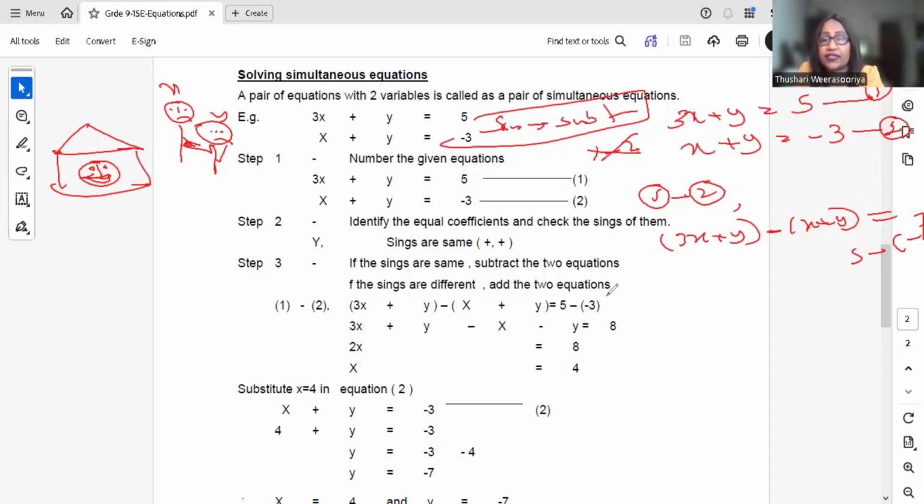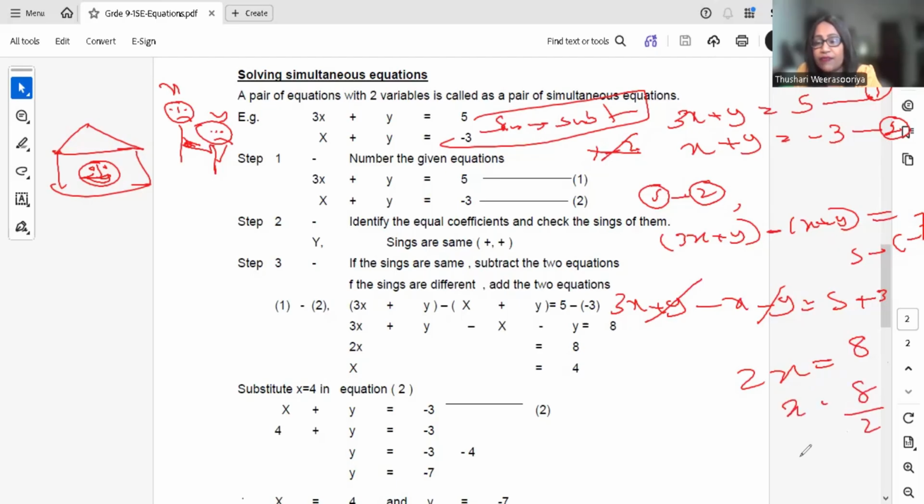Now we remove the brackets. 3x plus y on the left hand side, minus x minus y, equals 5 minus, which will become plus, then plus 3. That is 8. On this side you get 8. Then there you cancel. There automatically you cancel. 2x. Then there you get a simple equation again, divide by 2, x equals 4.